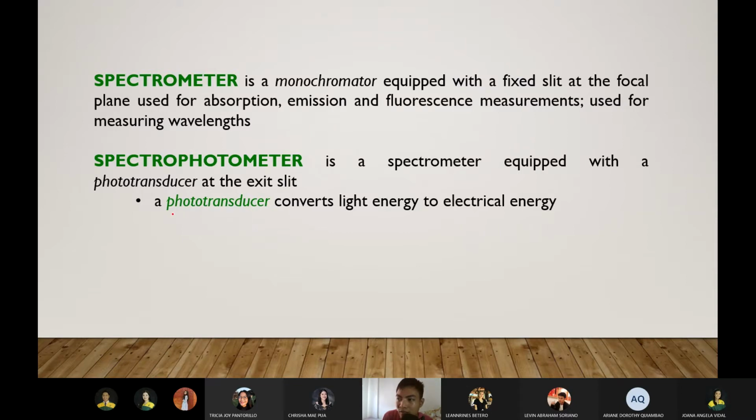So, pasensya na, wala ako sa iPad ngayon eh. Naka-mouse lang ako. So, kapag sinabi nating phototransducer, it makes use of the concept of... nawala tuloy. Ano yung sinabi ko? It makes use of the photoelectric effect. Pasensya na, wala ako sa iPad, ha? Nag-charge eh.